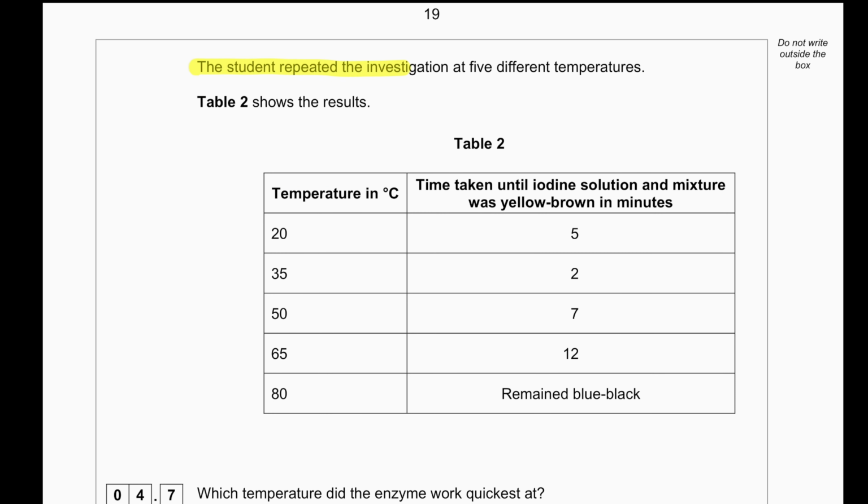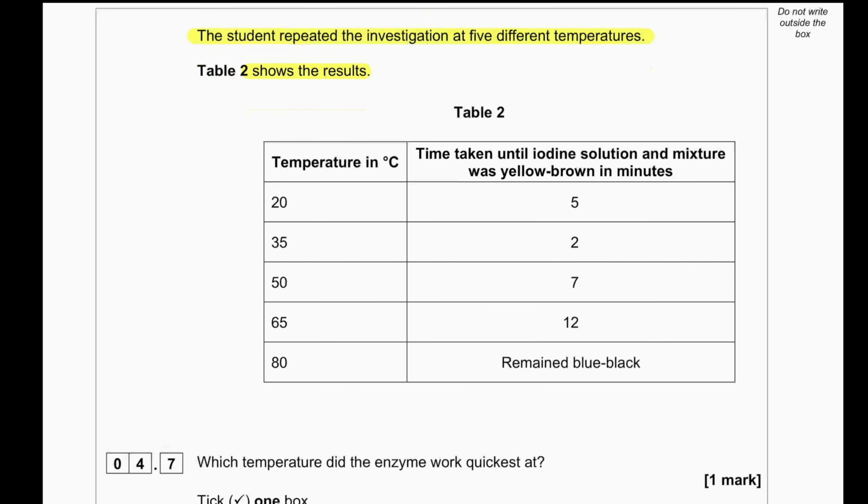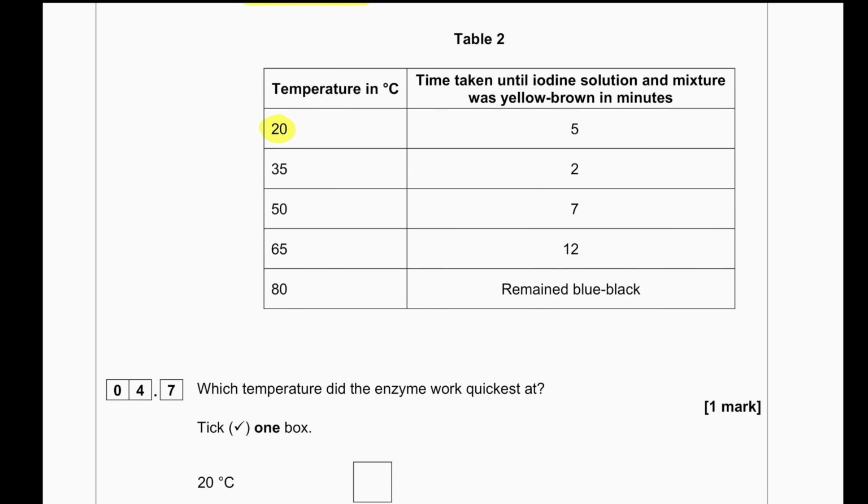The student repeated the investigation at 5 different temperatures. Table 2 shows the result. We can see temperature from 20 to 80 degrees Celsius. Time taken for the iodine solution mixture until the mixture was yellow brown, in minutes, was ranging from 5, it decreased to 2 and then increased to 12, and at 80 degrees Celsius the entire solution remained black even after like 12 minutes.